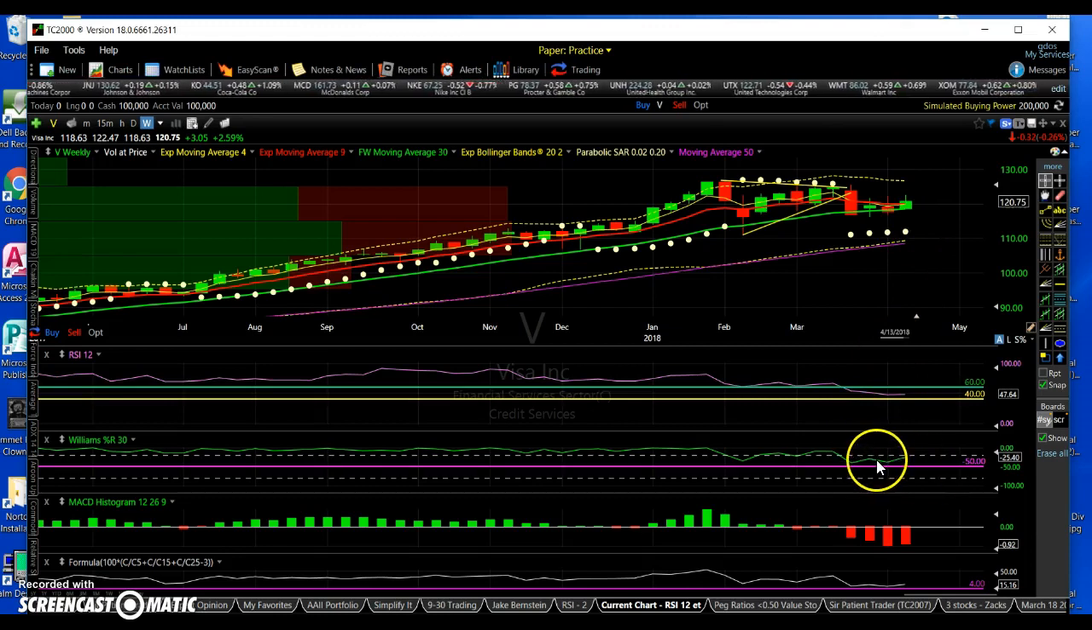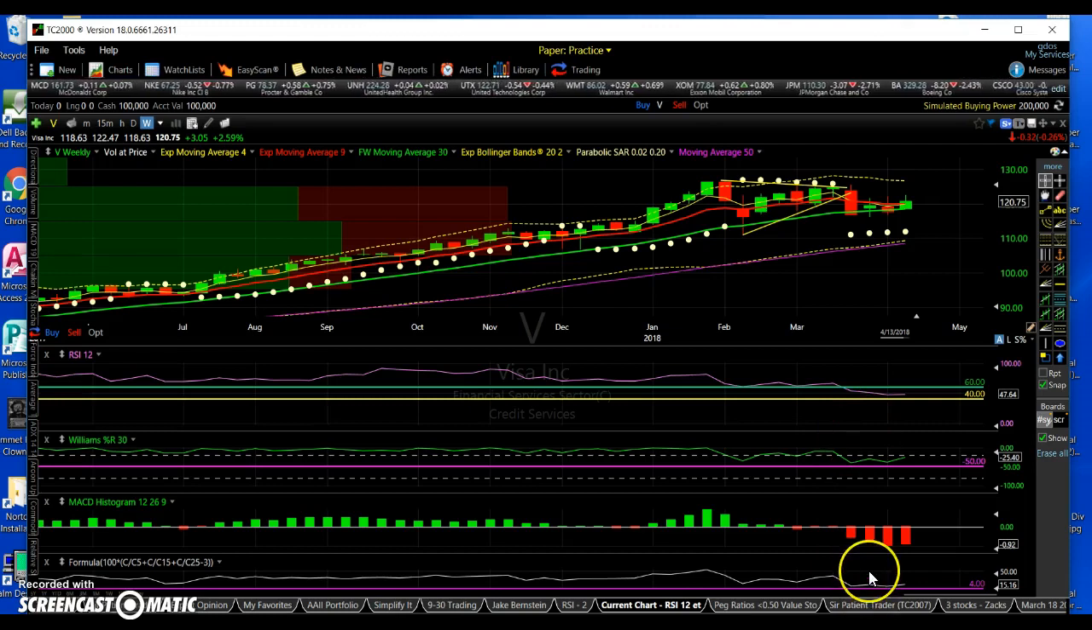And with these indicators, Williams is above the 50% line. This is one of my favorites because it has a very narrow trading range, so there's very little drawdown in periods. You can see these indicators also look, MACD is now trending up from below the zero line. So I like Visa here. I don't own it right now. I'm going to buy it again.